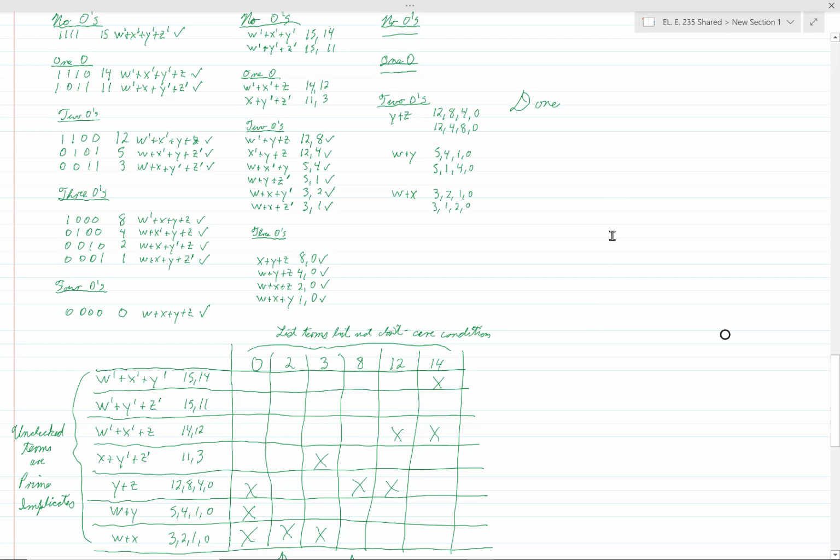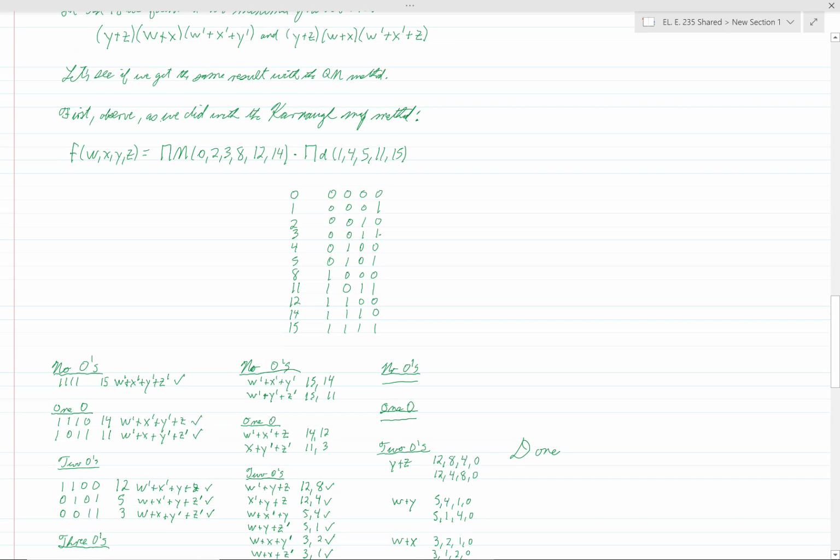But now is where we take into account the don't care conditions in the following way. Remember that the next step in the Quine-McCluskey method is to list along the top horizontal axis all of the max terms, but we do not include the don't care max terms, only the ones that must be included. So in other words, when we come up here, we do include 0, 2, 3, 8, 12, 14, but we do not include 1, 4, 5, 11, 15.